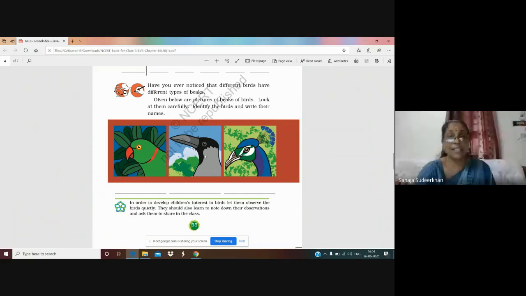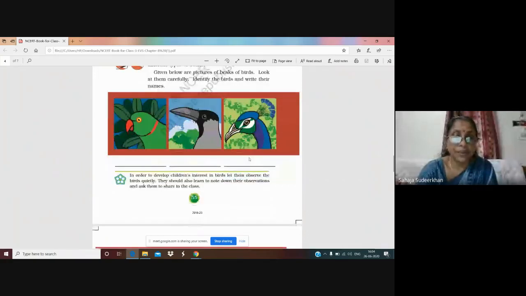Which type of bird is this? Yes, it is a scavenger. Yesterday also we have learned, it eats dead things also, isn't it? Grains also, everything it eats. So it is a scavenger. It's a crow. Now look at the beak of this peacock. It also has a short, stout beak to eat the seeds. Okay, this is a peacock.